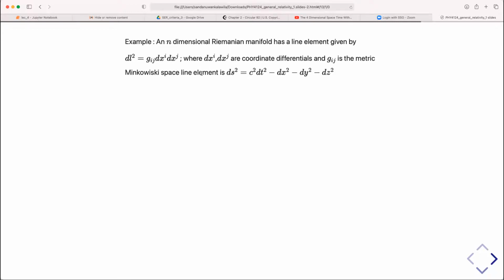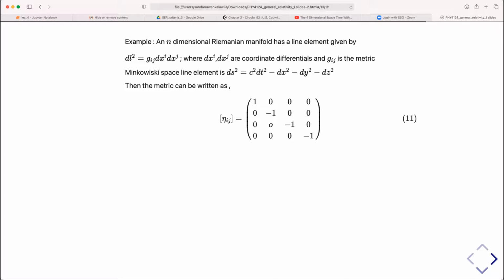Now in Minkowski space, which is the space you have used for the special theory of relativity, you can write ds squared equals c squared dt squared minus dx squared minus dy squared minus dz squared. The metric related to this expression can be written in this form, which I guess you have probably seen in special relativity. You have a diagonal metric: the first element is 1, and then you have minus values, so you get three minus signs and the plus sign here. In this metric, I have assumed that the value of c is equal to 1.